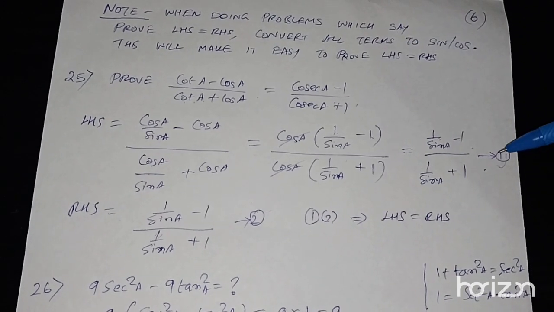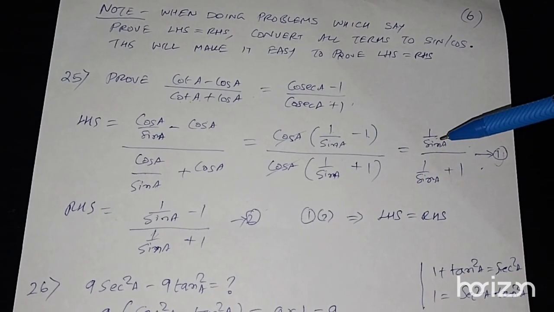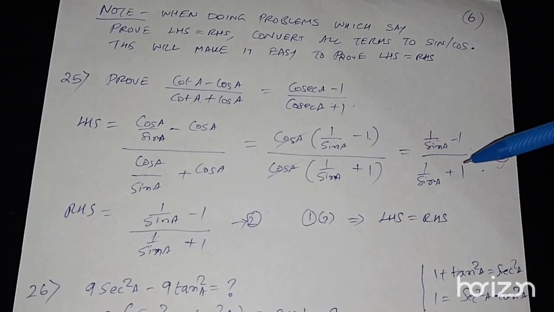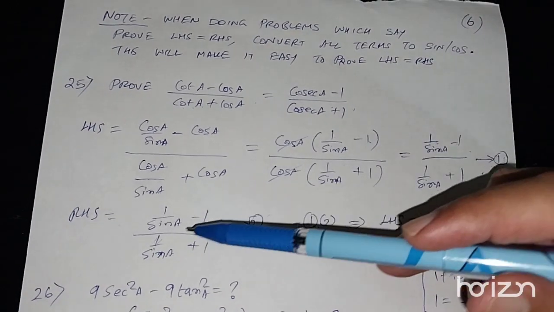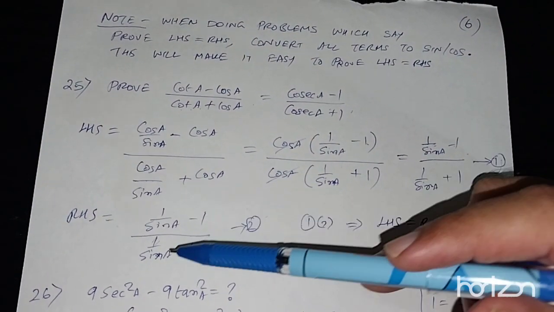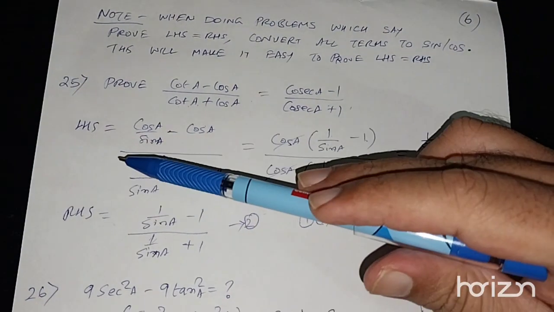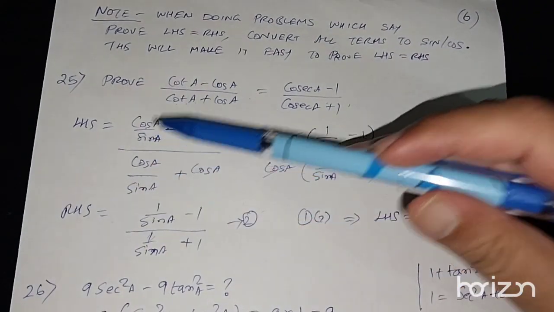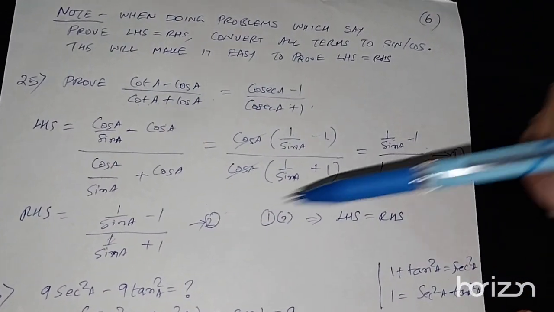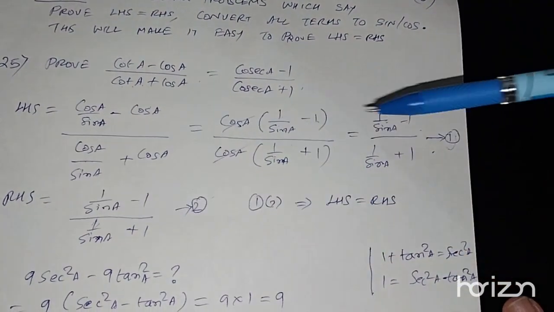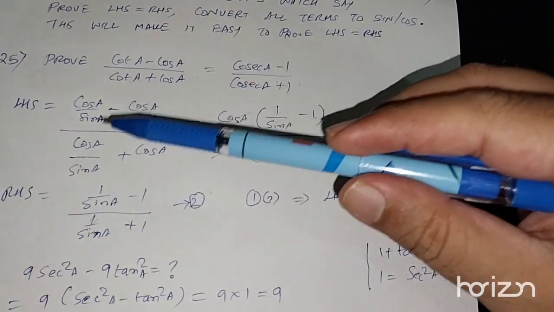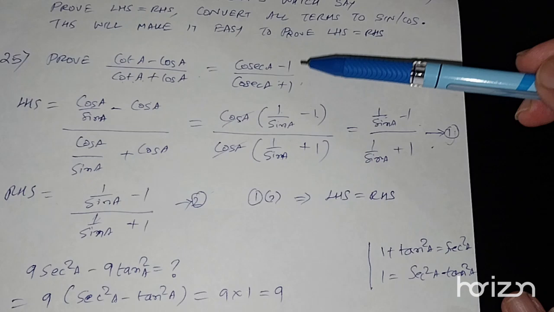If you look at equation 1 and 2, both are the same. Here also 1 by sin A minus 1 divided by 1 by sin A plus 1. Here also 1 by sin A minus 1 divided by 1 by sin A plus 1. Since these two are equal, LHS is RHS. Because LHS got simplified to this, and RHS also got simplified to this. Since these two are equal, we have proved that this is equal to this.